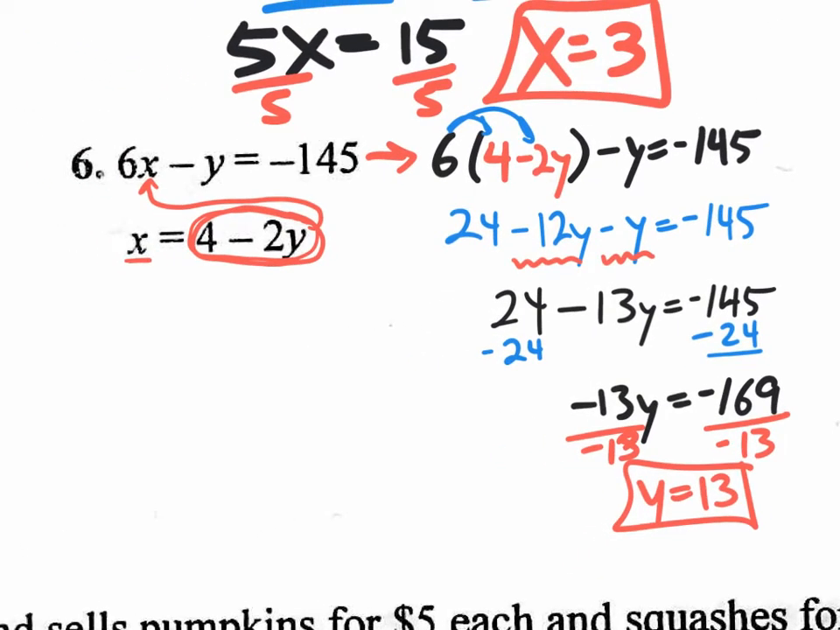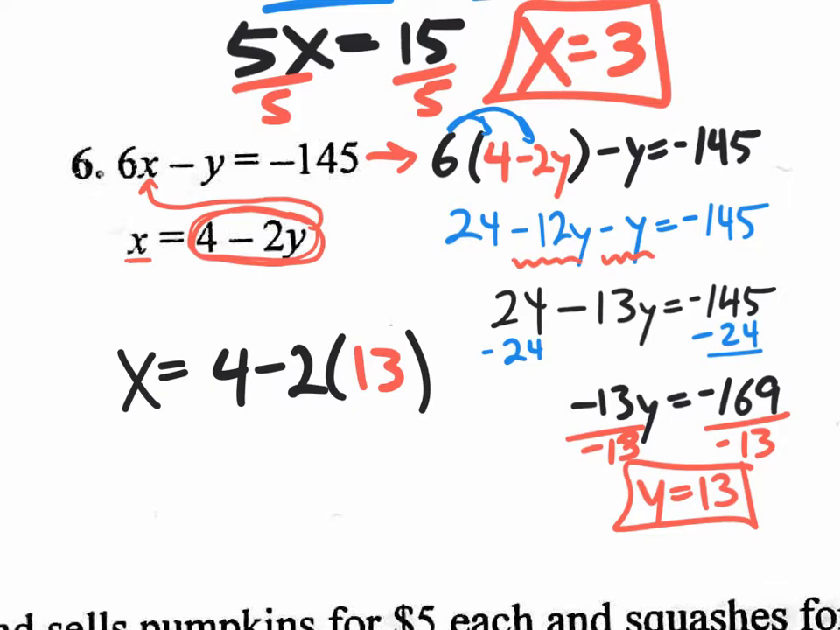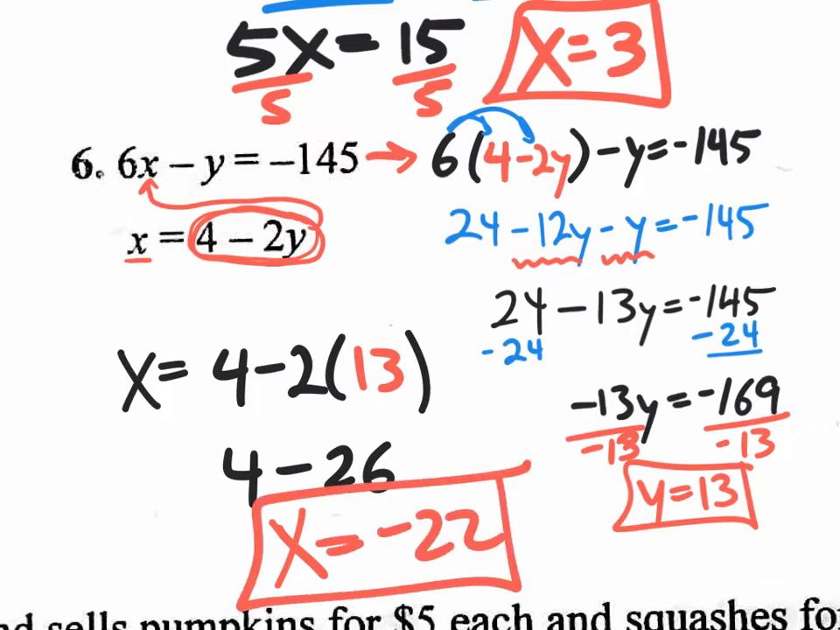I still need the other. Which one's good to plug it into, the top or the bottom? I'd go for bottom. You could do the top. The bottom says x equals, and that's what we want, 4 minus 2y, but instead of y, I'm putting a 13 right there. So I really have 4 minus 2 times 13, that's 26. So 4 minus 26, the answer is going to be x equals negative 22. Got it right the first time. So, as a coordinate, negative 22, first try, negative 22 comma 13.